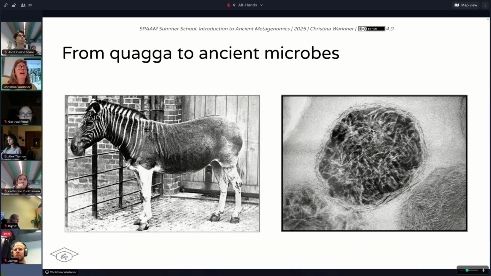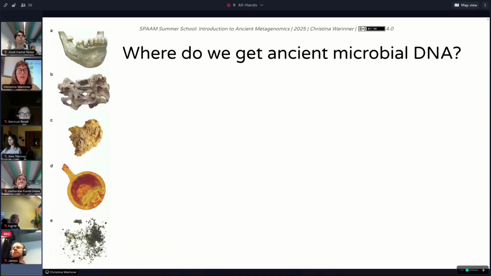We can explore this entire microbial biodiversity of the past, from the microbiome to infectious diseases. And we can do that all with ancient DNA, something that we could never do just using something like microscopy alone. So ancient DNA technologies have really unlocked this entire microbial past. But the question I want to start with is, well, where do we get this ancient microbial DNA?